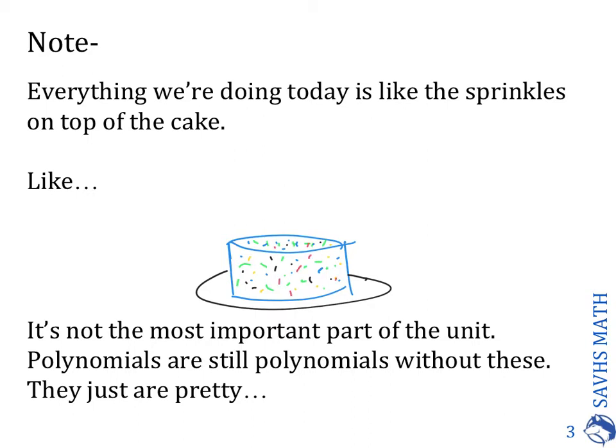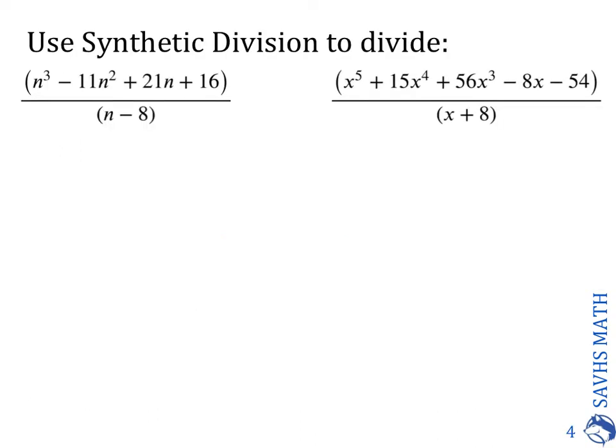So far what we had done in this unit is working on the cake and the critical stuff, all of the rules and all of the things that you absolutely have to know. This is the sprinkles. Okay, synthetic division is another faster way to do division with polynomials than the box method.